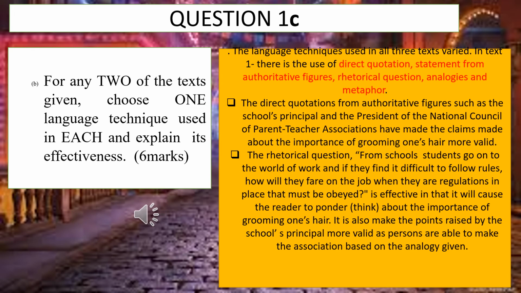The rhetorical question, if students go on to the world of work and find it difficult to follow rules, how will they fare on the job when there are regulations in place that must be obeyed, is effective in that it will cause the reader to ponder, to think about the importance of grooming one's hair. It will also make the points raised by the school's principal more valid as persons are able to make the association based on the analogy given.